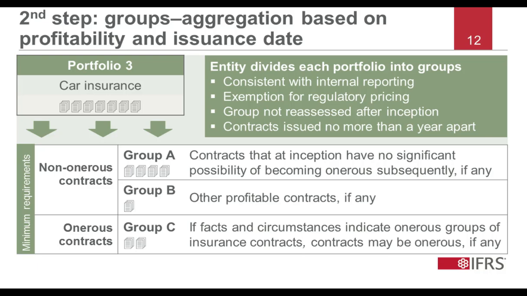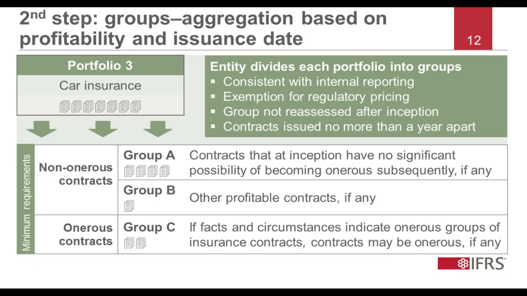In addition, regarding profitable contracts, the entity will need to distinguish among different levels of profitability in order to separate contracts with no significant possibility of becoming loss-making. The possibility of groups becoming onerous depends on the likelihood and expected magnitude of changes in assumptions. In deciding the above three groups, an entity should use information provided by the entity's internal reporting. When considering internal reporting, the entity may choose to divide those groups even further into more groups.